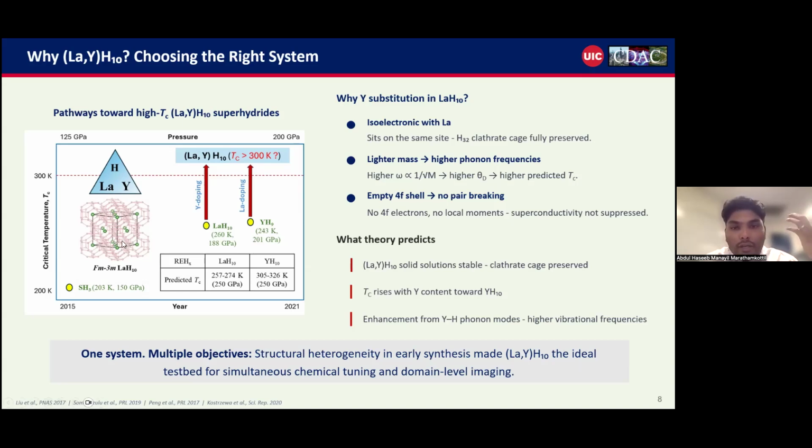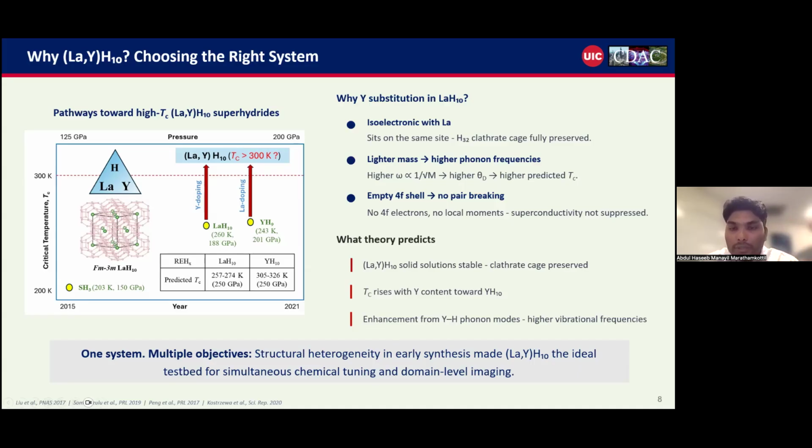By alloying lanthanum and yttrium with hydrogen, we are exploring the composition space between two known endpoints, trying to combine lanthanum's experimental stability with yttrium's predicted phonon advantage. Theory confirms this works. Kuzovnikov and colleagues predicted that LaYH10 solid solutions are thermodynamically stable. The yttrium substitution preserves the clathrate framework, and Tc rises with yttrium content toward the YH10 limit.